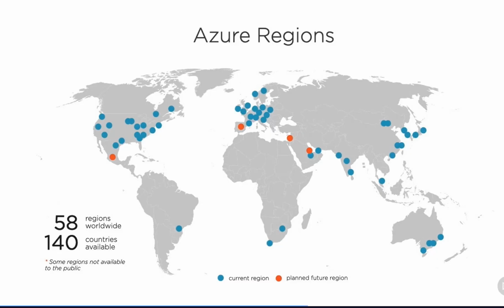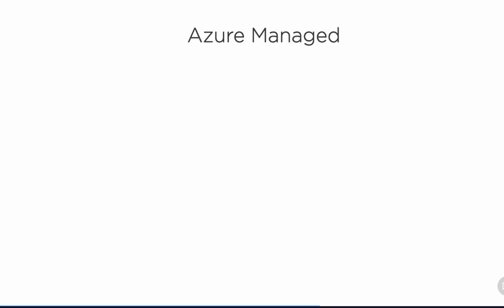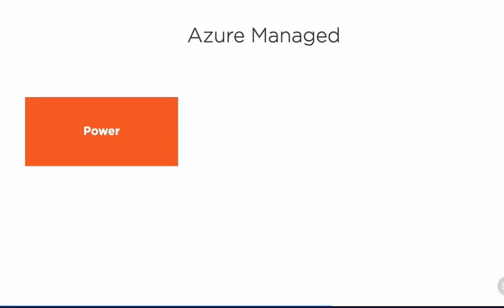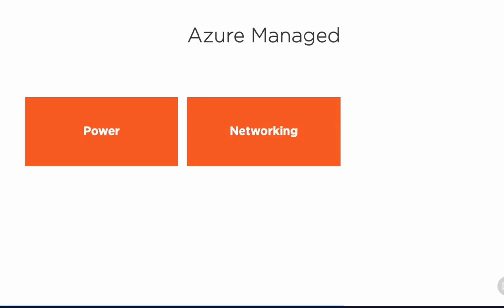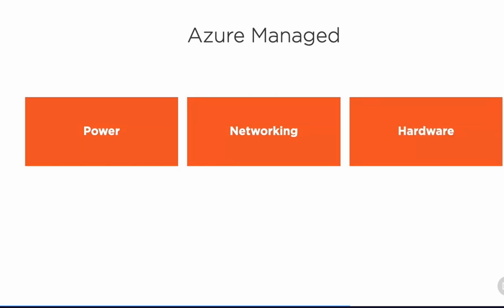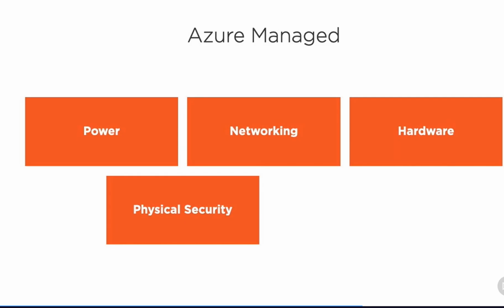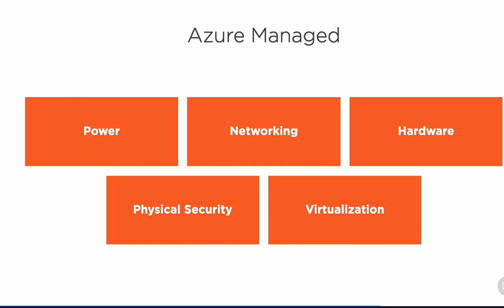Now, let's talk a little bit more about what Azure manages for these regions. Out of the box, you don't have to worry about concepts like power. The platform takes care of making sure that each region is going to have the power that it needs, as well as networking and hardware. They take care of things like physical security, who can actually access these data centers and who can't, and even the underlying layers that handle things like virtualization. So when you're using a platform like Azure, these are things you don't even have to worry about.